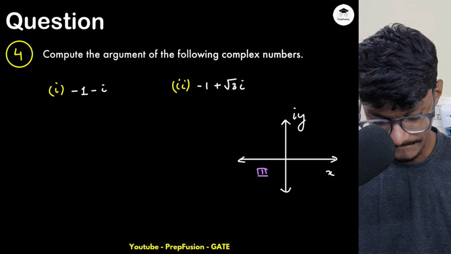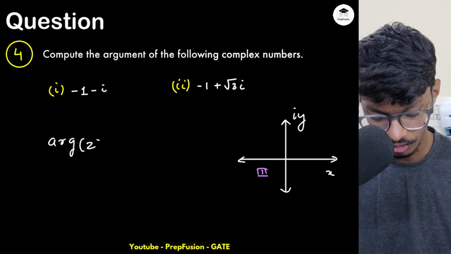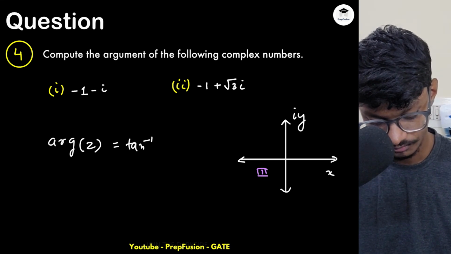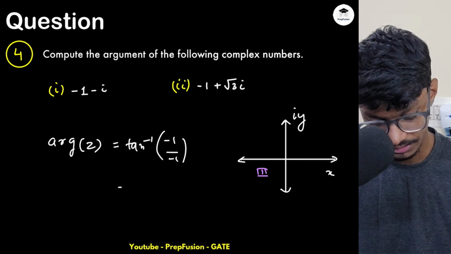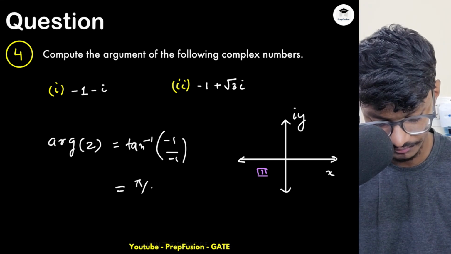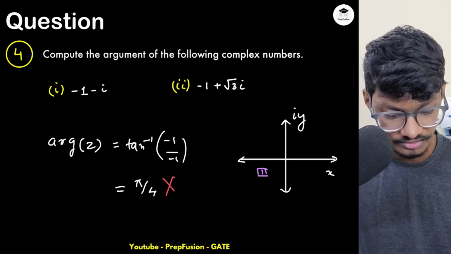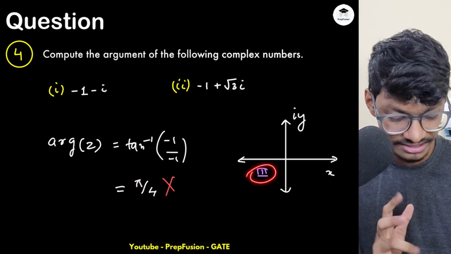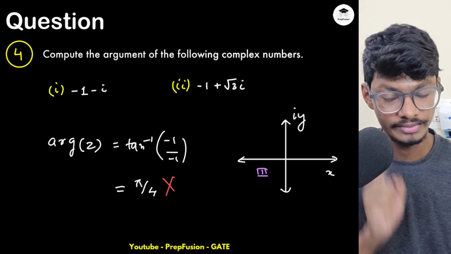What you can do is, first you have to find theta. You can't do it like this, that the argument of z equals simply tan inverse y upon x, which is minus 1 upon minus 1, which is tan inverse 1, which is pi by 4. You can't do this. This is wrong. Pi by 4 is somewhere positive, my point isn't even lying there. My point is lying in the third quadrant, so you should be careful about this.